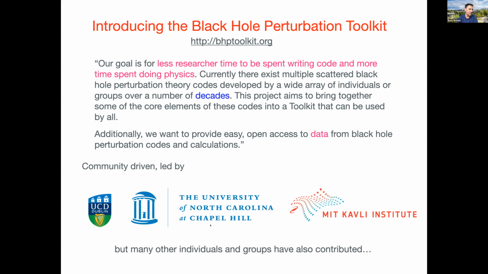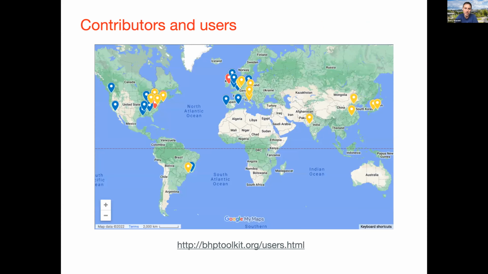So this next slide is something I usually show when I give one of these talks, and it's exciting that I always have to update it each time because we're adding new people. So just taking a census of who uses the code and where. What we have here is a map of the Earth, and the three red ones are the founding institutions: Dublin, Chapel Hill, and MIT. But then you have a number of users in yellow, and also contributors in blue.